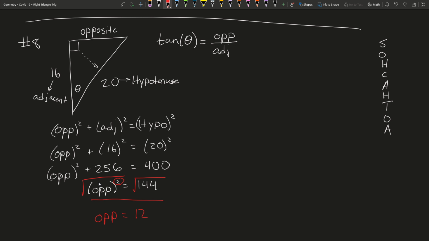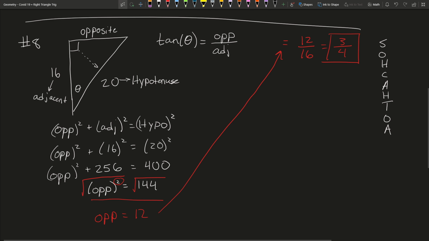Okay, so now we have the opposite and the adjacent. So we can say then that the tangent of theta is equal to 12 over 16, which is equal to 3/4. Okay. Without going any further, are there questions about this problem? Does everyone understand how this works with the Pythagorean theorem?